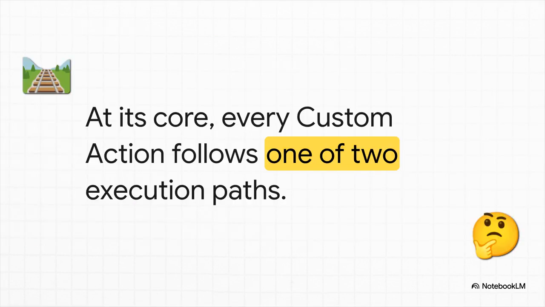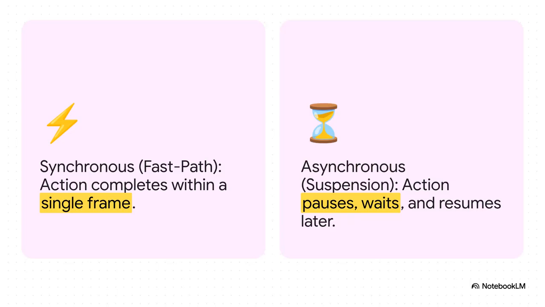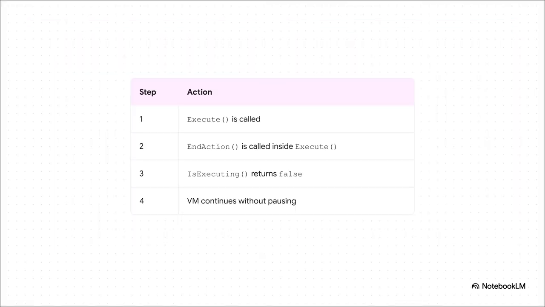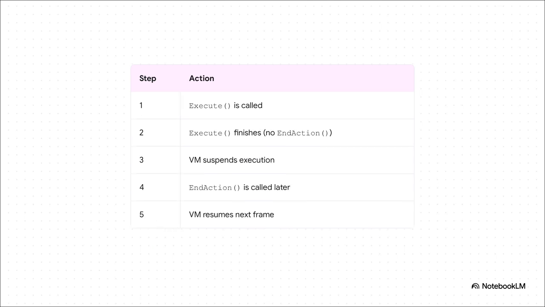Okay, at its core, every single custom action takes one of two paths. This is super important. So, synchronous actions, they finish right away. But asynchronous ones, they tell the game, hey, wait for me. Check out this synchronous flow. See how End Action is called inside Execute? That means the VM never even pauses. Okay, now for async. Here, Execute finishes, the VM pauses, and just waits for you to call End Action later.